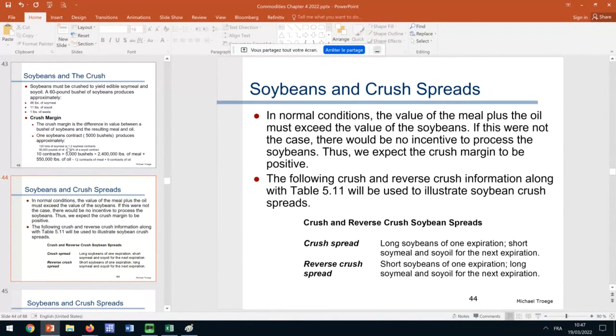Now, in normal conditions, the value of the meal plus the oil, the output, must exceed the value of the soybeans. Otherwise the crusher, the company that produces the meal and the oil from the beans, is not able to make profits. So normally the crush margin, which is this difference, needs to be positive. It needs to cover the costs of the soybean processing plant: transportation, energy, whatever.